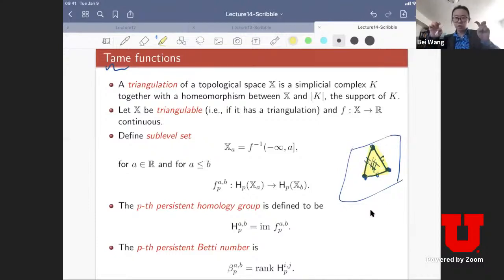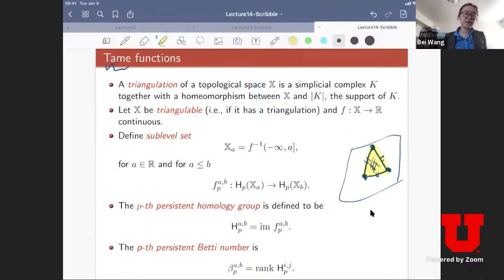That's called the support of this space. So this small piece of land that this triangle covers is what's called the support. But really, what triangulation says is that I have a nice combinatorial representation of my underlying data. So what's a very good example of a triangulation?